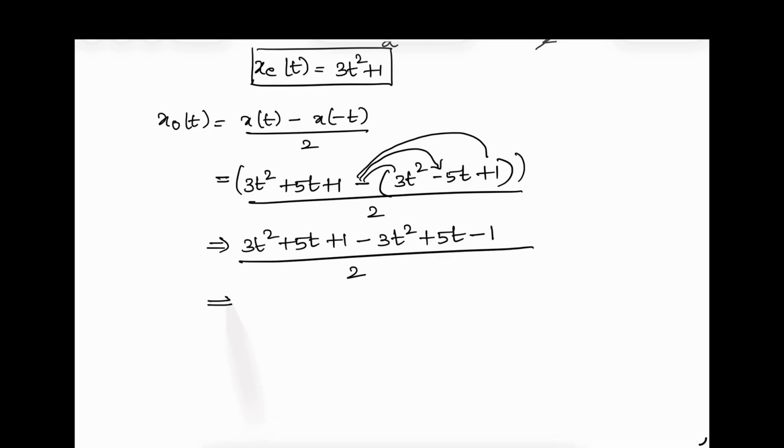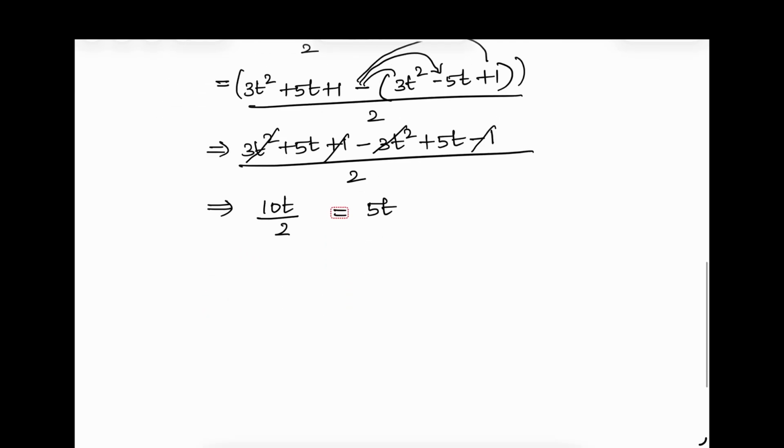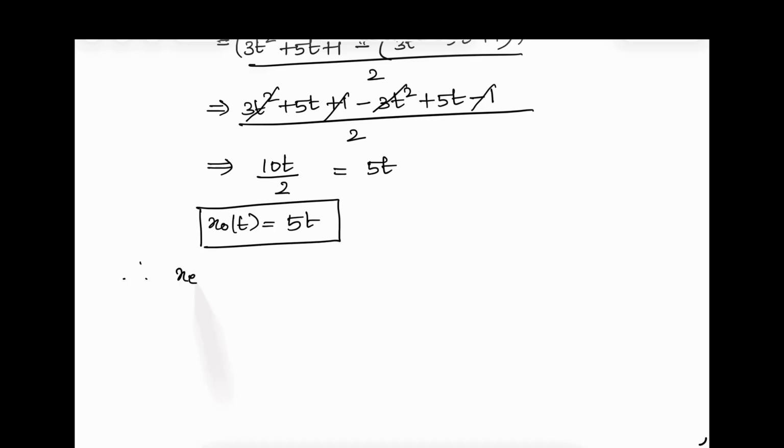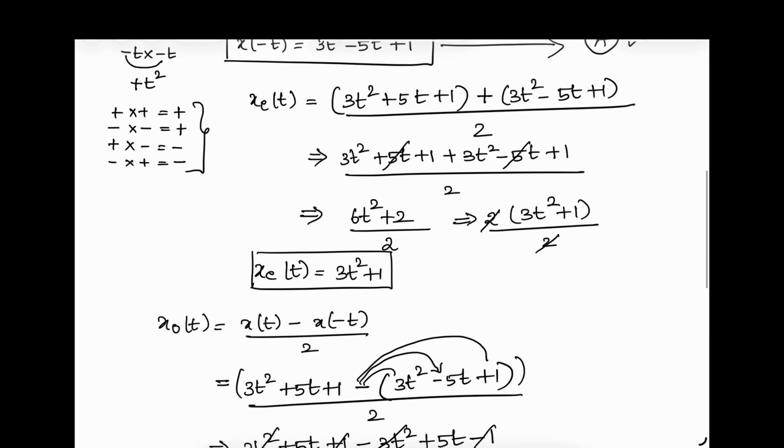What is the next step? 3t square minus 3t square, plus 1 minus 1. So remaining we have 10t divided by 2, which in turn becomes 5t. So x odd of t is equal to 5t. Therefore, x even of t, what we have computed, is 3t square plus 1.